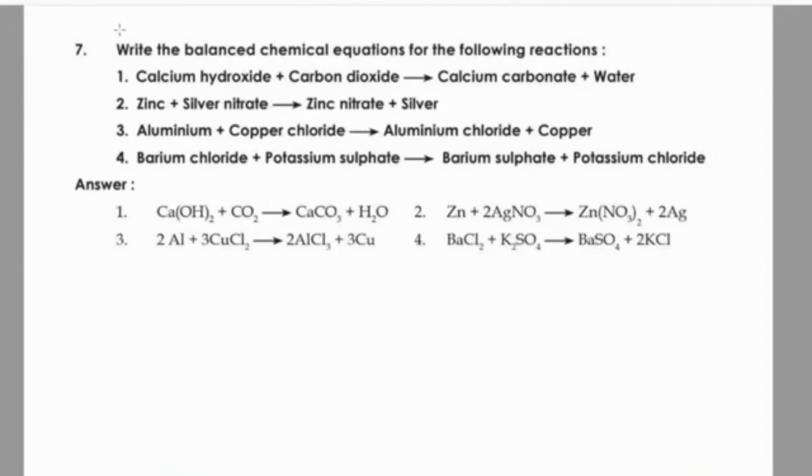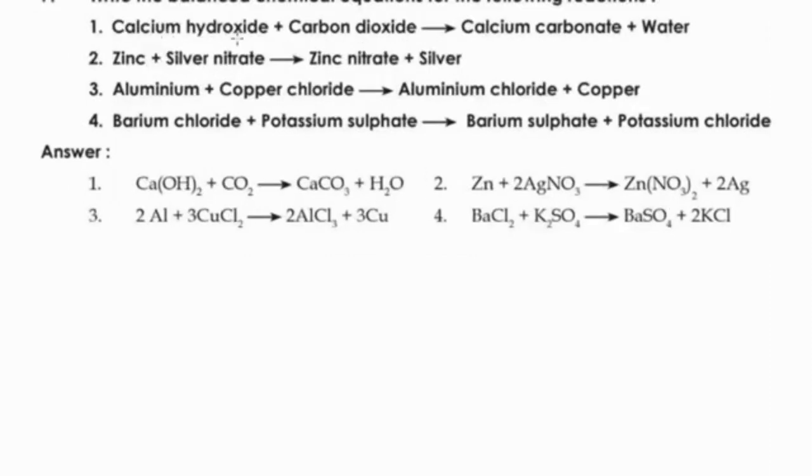Total weightage is 12. Write the balanced chemical equation for the following reactions. Calcium hydroxide plus carbon dioxide gives calcium carbonate plus water. Zinc plus silver nitrate gives zinc nitrate plus silver. Aluminium plus copper chloride gives aluminium chloride plus copper. Barium chloride plus potassium sulfate gives barium sulfate plus potassium chloride.